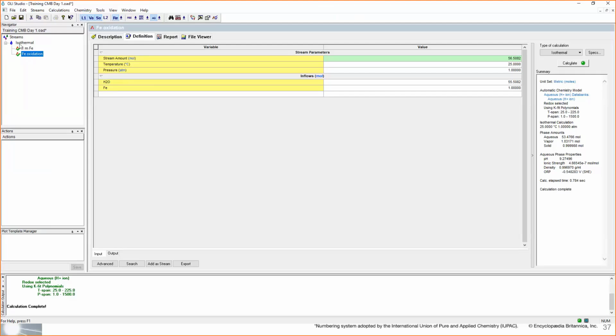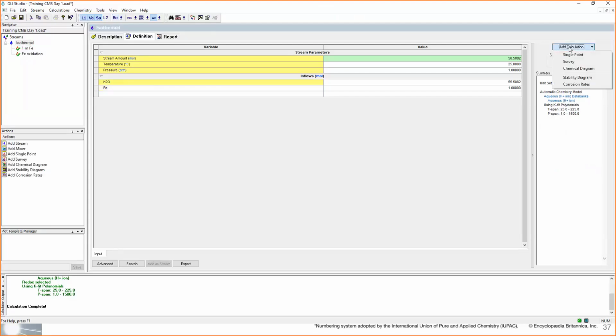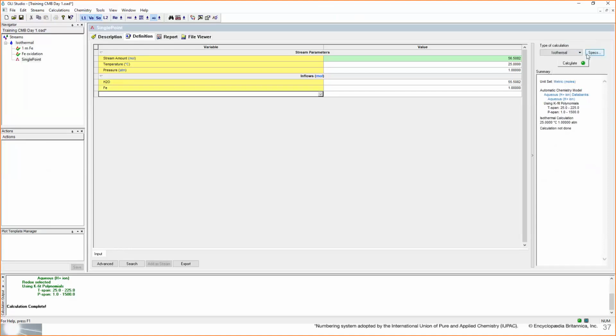We go to the isothermal calculation, and we are going to add a single point. And we are going to rename this from iron to sodium sulfide. So in the inflows, we're going to add sodium sulfide, Na2S. Make sure it is sodium sulfide, and we are going to add a tiny amount, 0.1 moles.